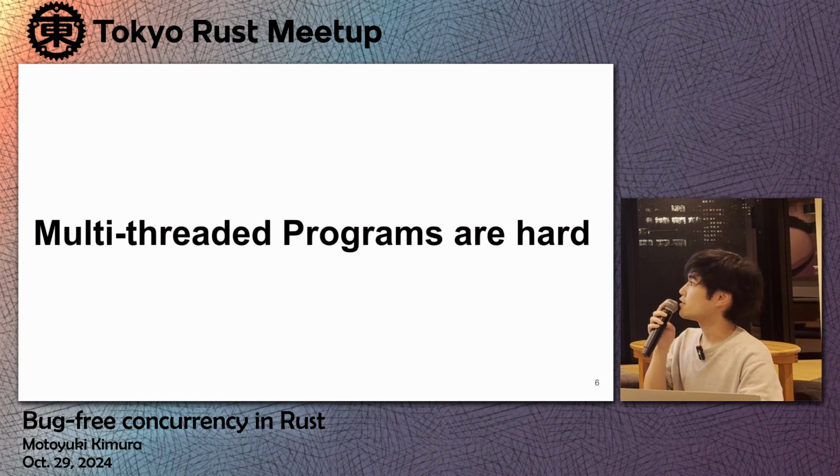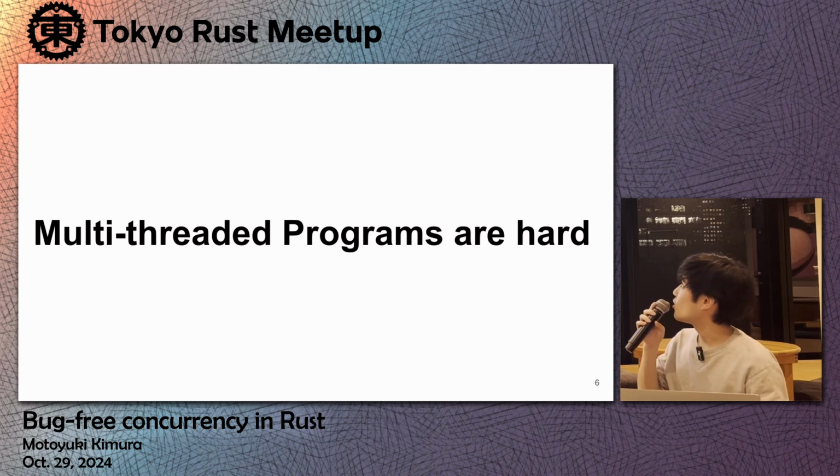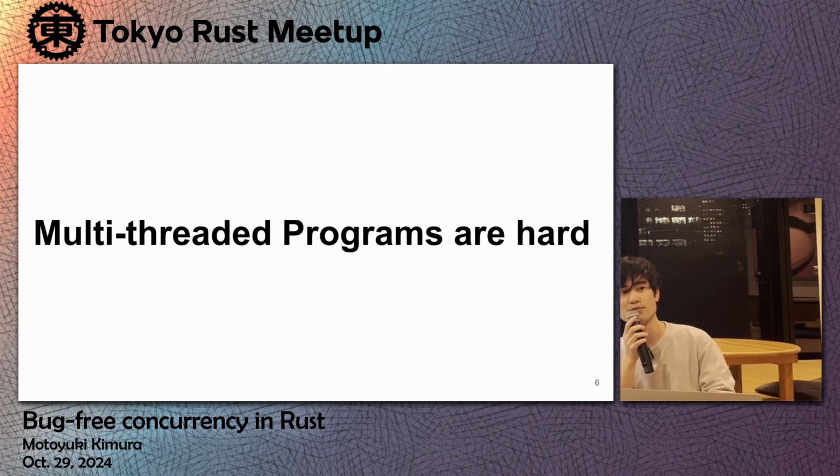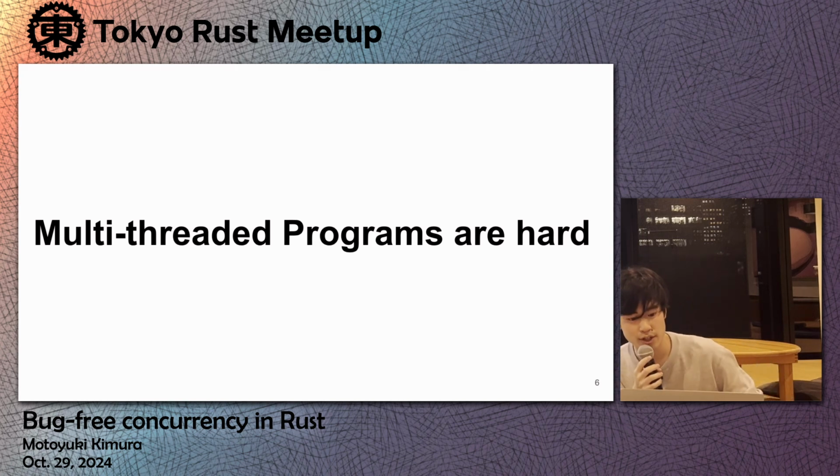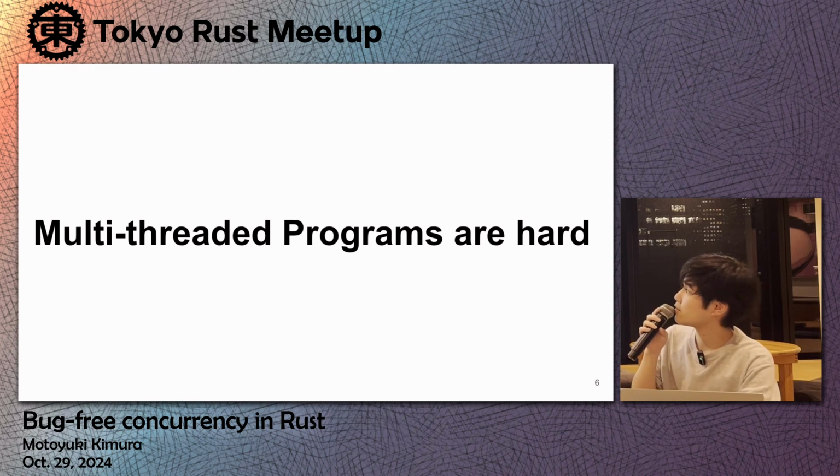Today's talk is about multi-threaded programs, so let's talk about that first. Today, in 2024, whenever we want to build high-scale systems, it's really important to understand how multi-threaded programs work. But at the same time, it's difficult to build them correctly.